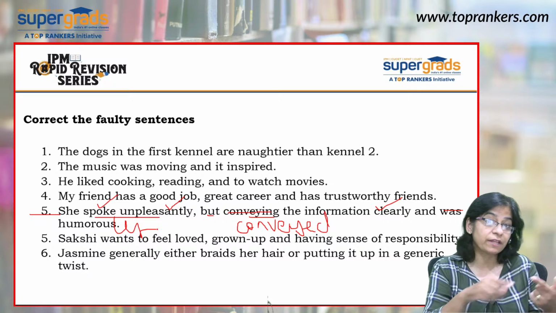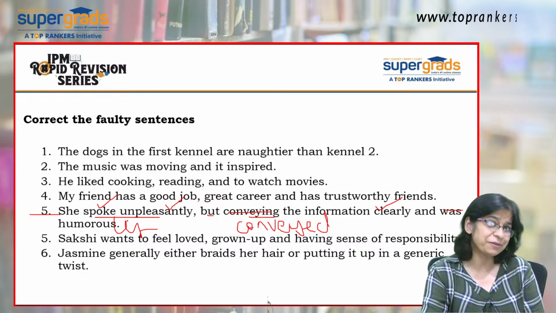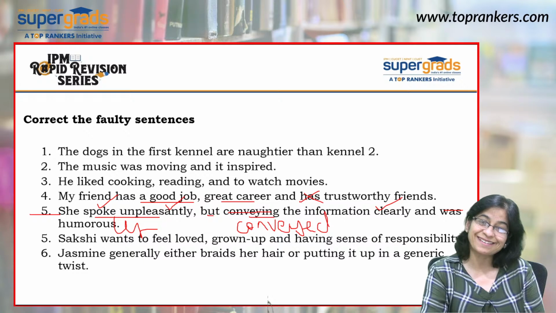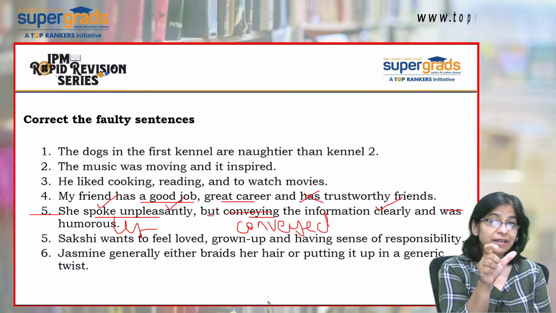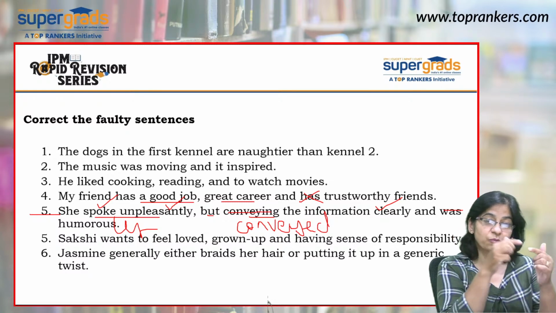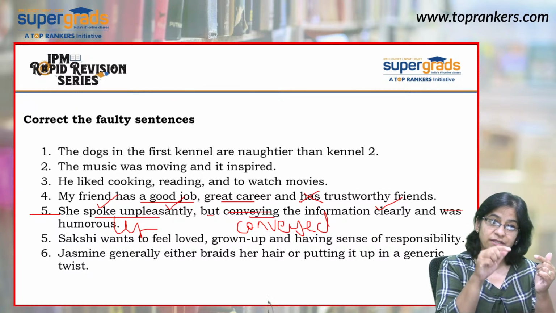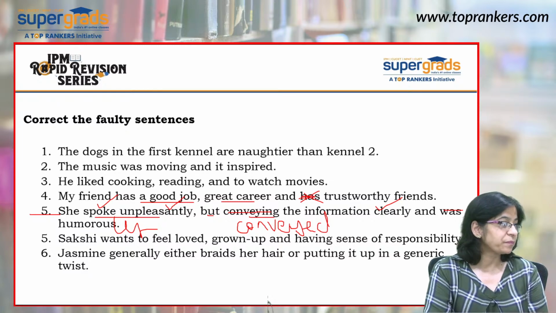Okay, fine. Now let's look at the fourth sentence. Yes, absolutely right. Happiness Dreamer, your answer is right. Now let's look at the fourth part, which I missed earlier. My friend has a good job, great career, and how about trustworthy friends? See? So, good job, great career, and trustworthy friends. So, what kind of structure do we have? An adjective and a noun, adjective, noun, adjective, noun. Similar, parallel structure. Yes, that's absolutely right, Yashasvi. Your answer is absolutely right.